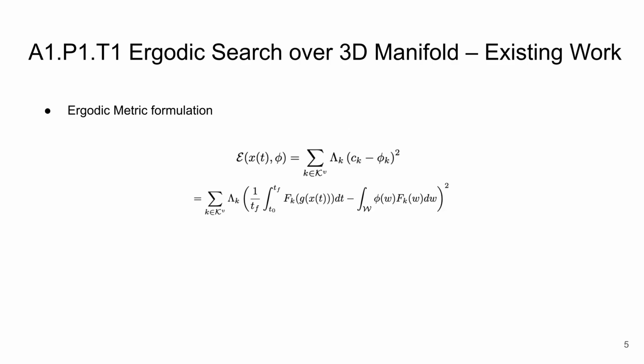Now we define the actual ergodic metric that is used in the ergodic search formulation. Here we define it as epsilon e as essentially just the summation of ck minus vk squared, where ck is the Fourier transformation of the time average trajectory statistics, and vk is the Fourier transform of the information map. So breaking these down, you see that the second equation actually breaks down ck and vk into their formal definitions.